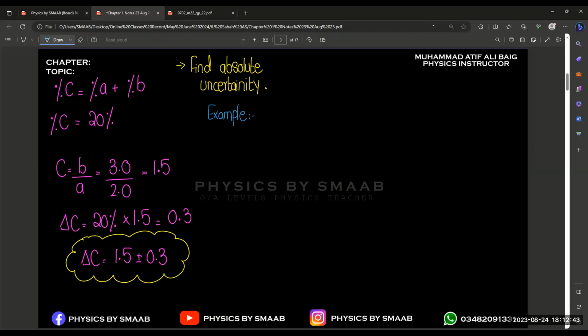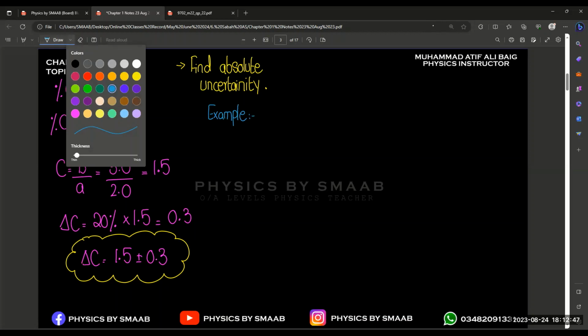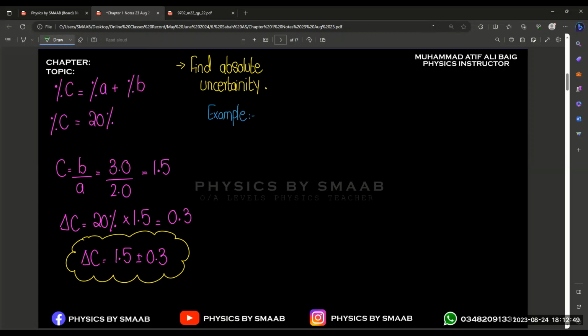Okay, now let's suppose we have new values, or values may be anything, because first of all we need to know about the concept, then we are able to solve the question.